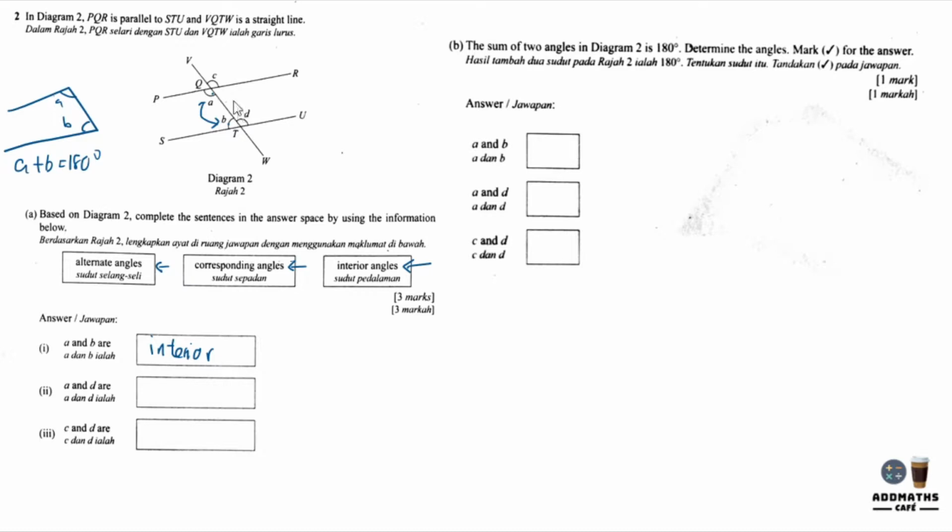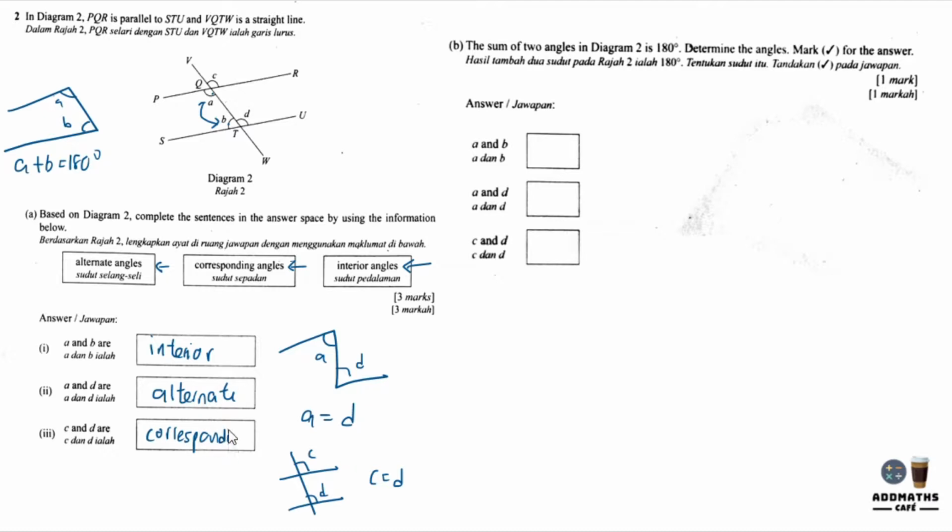Alright, A and D, so we can see that A and D is opposite. So you can see that A and D, so this is A, this is D. So it's like a Z, and both A and D will be equal angle, and we call this alternate angle. Alright, and lastly, C and D. If you can see, C and D are also the same angle, and we call this corresponding angle.